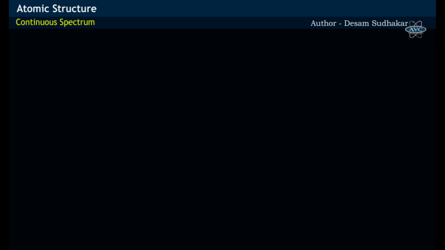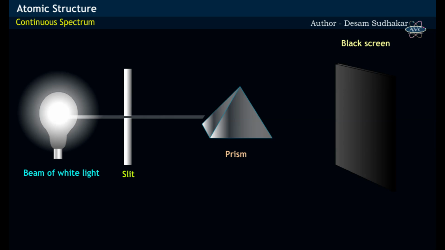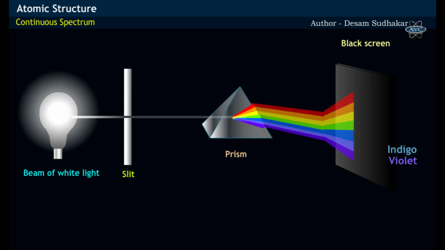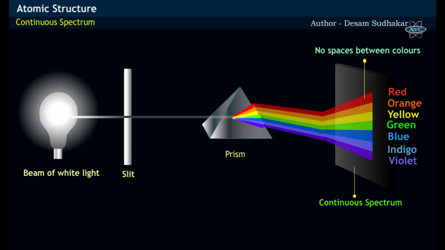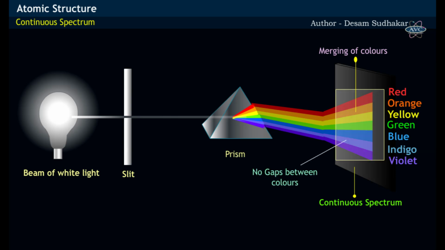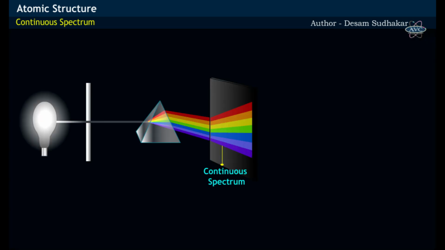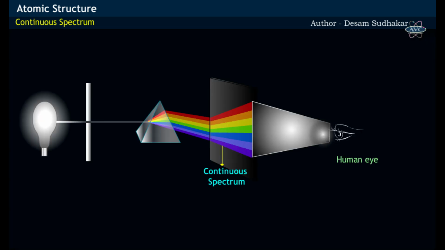What is continuous spectrum? When white light is passed through a prism, the light undergoes splitting or refraction, and a number of colors like violet, indigo, blue, green, yellow, orange and red are caught on the screen. This is called continuous spectrum, as there are no spaces between the colors. Here one color merges into the other without leaving any spaces. Since this spectrum is seen by the human eye, it is called visible spectrum.